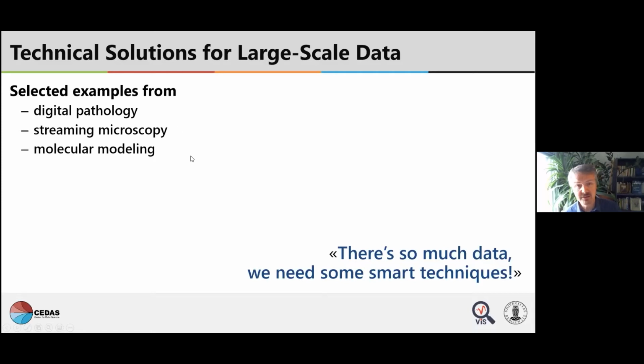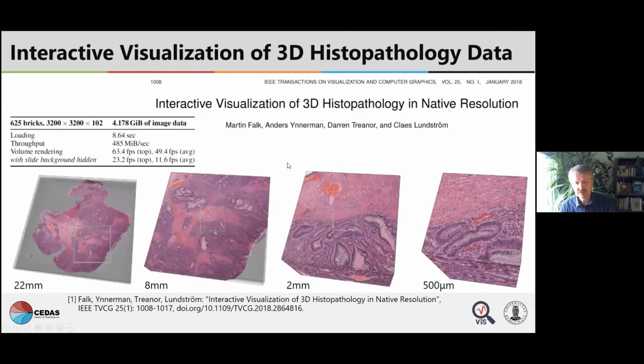Digital pathology, I think, is one clear example where we often have to deal with large images, medical images, biomedical images, microscopy, and also molecular modeling. So a unifying question for this category could be: there's so much data, now we need some smart technology to visualize it. Let me just show you a few examples.